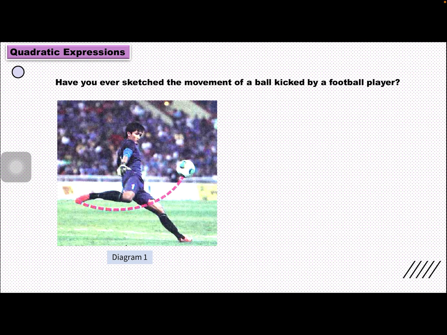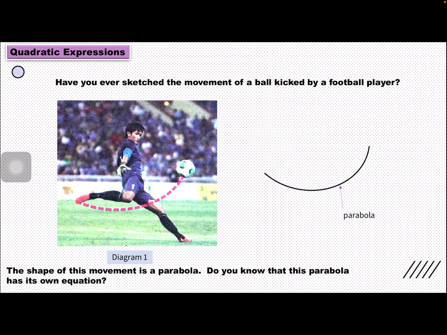Have you ever sketched the movement of a ball kicked by a football player? If you can see here, that's a footballer kicking a ball, and the ball is going up. From the ball to the leg, you can see that it's making a curve, right? You haven't noticed this until you've seen this, right? So that is the kind of shape that you'll see. We call that shape a parabola. The shape of this movement is a parabola.